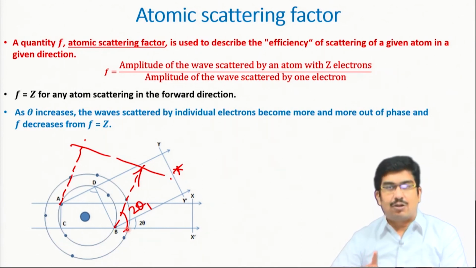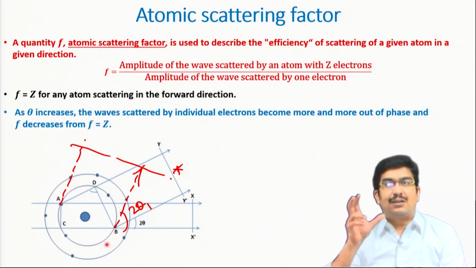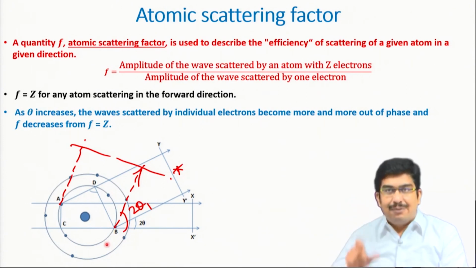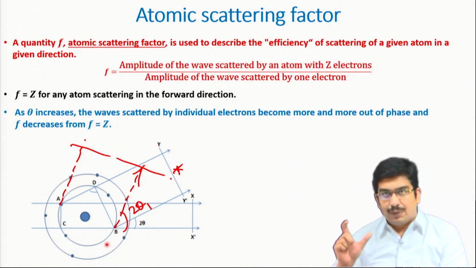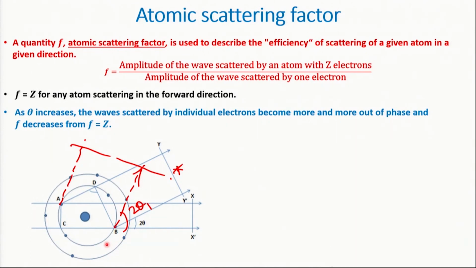Please recall, if you are not able to understand here, the way we geometrically derived Bragg's law. Similar derivations we can do now, and we find that if lambda decreases, the waves will be more and more out of phase, so that the path difference will not be an integral multiple.